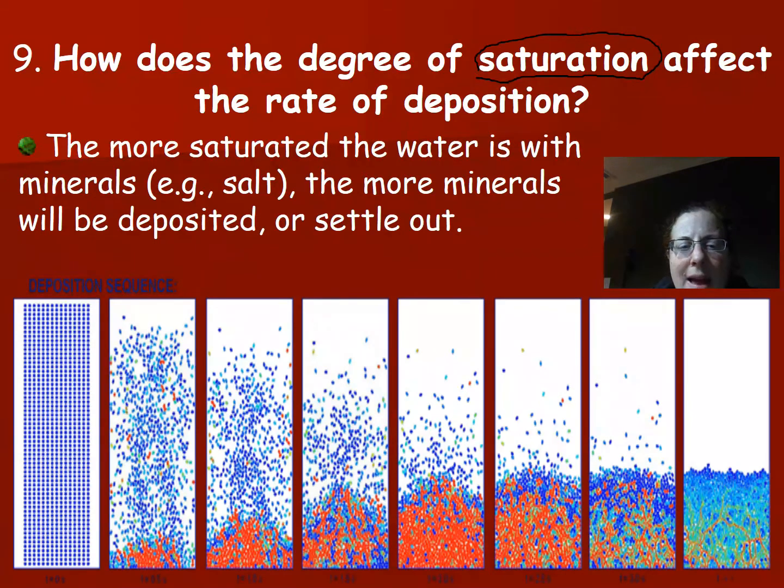If you have water that is full of a mineral, like say salt is dissolved into it, the more saturated it is with the mineral, like salt. If you add more salt after it's already saturated, more minerals will then deposit or settle out. Once the water's saturated, it can't hold any more, so more of it will precipitate to the bottom, as this is showing.